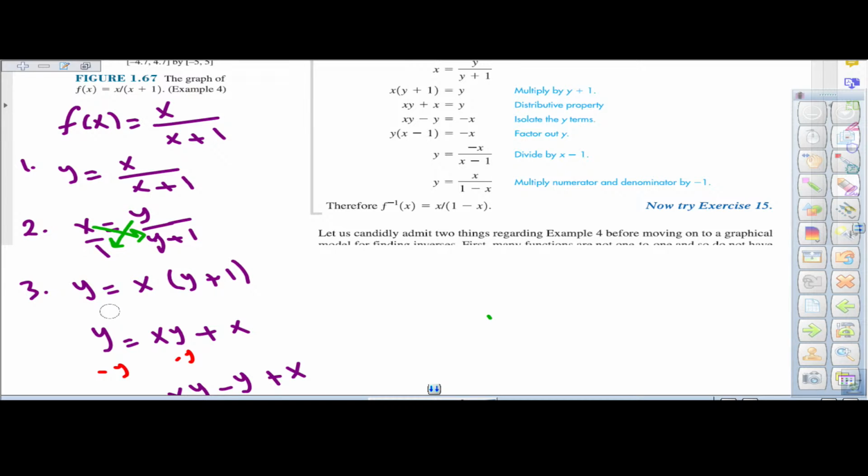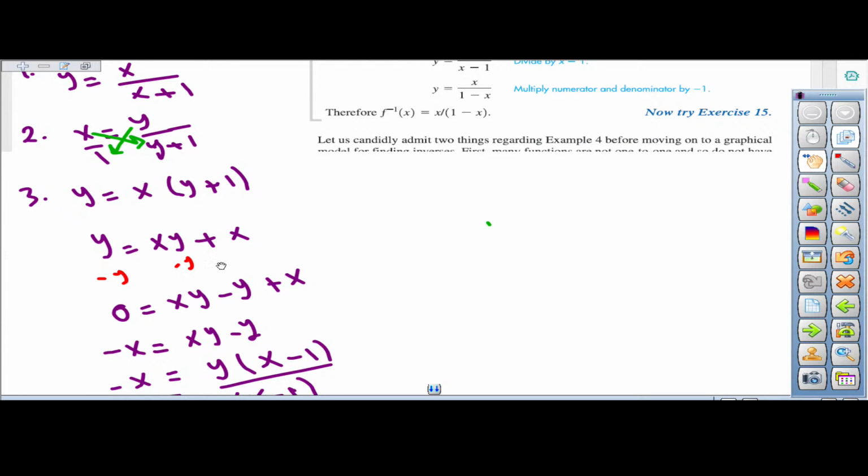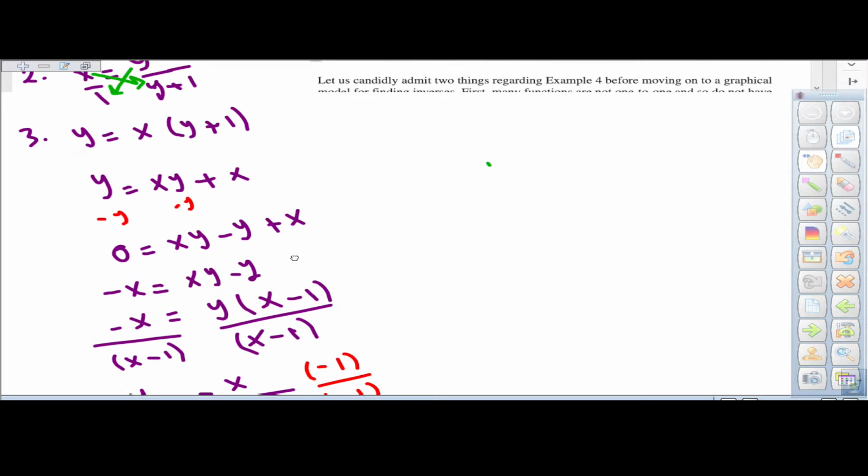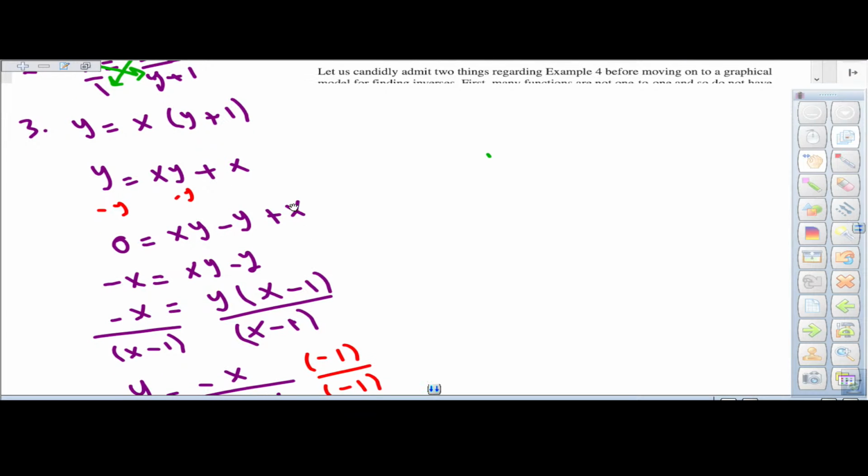Good. So after cross multiply, this is what you get. Remember, the goal is to isolate the y's. There's multiple ways you could go about this, by the way, but that's what they choose to do here. So subtract the y from both sides. You're going to end up with 0 equals xy minus the y that you just subtracted plus the x that is existing here. Then you take the x to the other side.